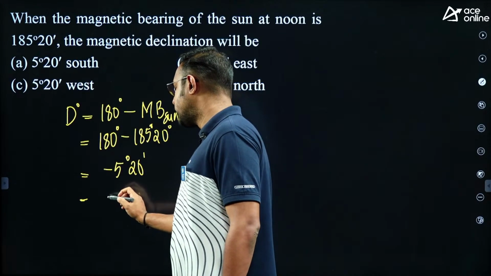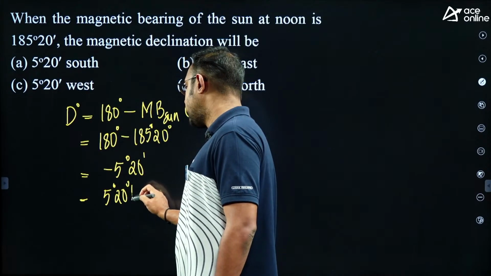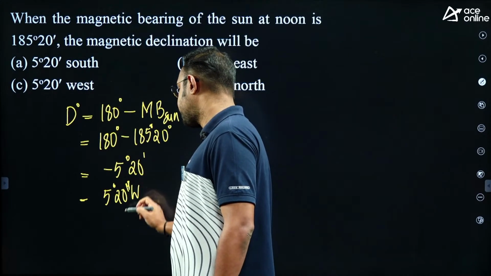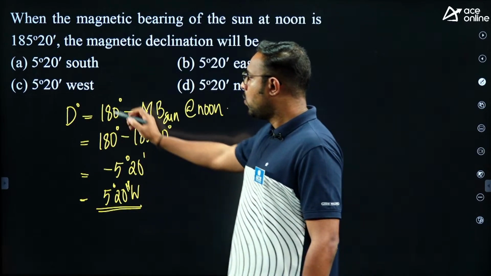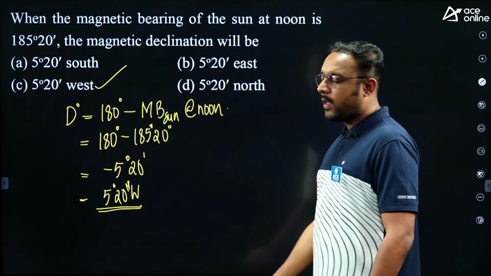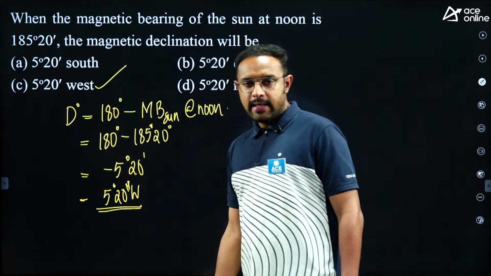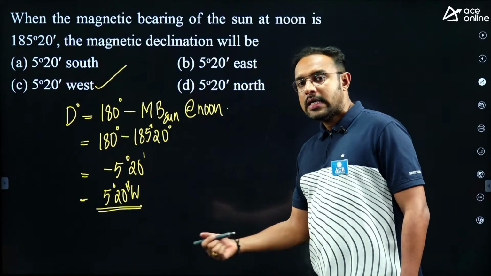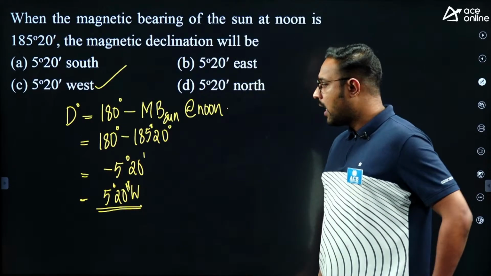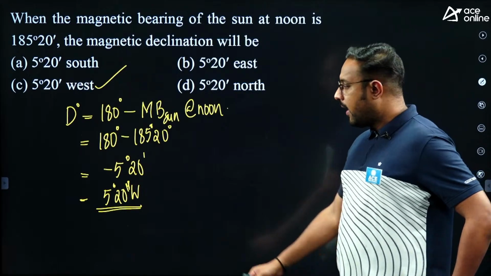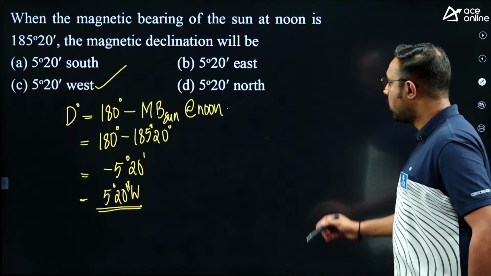Now minus declination means what? It is a western declination, so I can write like this: 5 degrees 20 minutes west. 5 degrees 20 minutes west has to be the answer, which is option C. Now, if this difference was positive, we will call that declination eastern declination. Here the declination is negative, therefore you call it western declination. If this difference was positive, you can call it eastern declination.